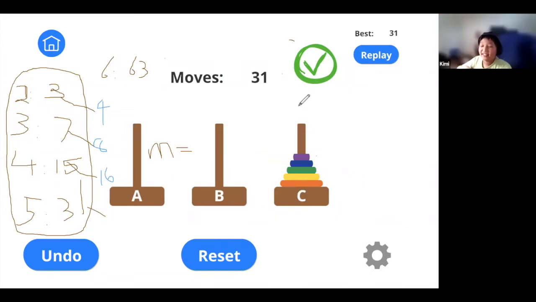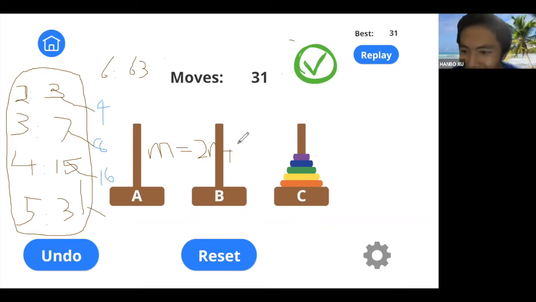I think I get it. Yeah, so what is it? So n is 2n plus 1. Bingo. Yep, Kimmy got the pattern.